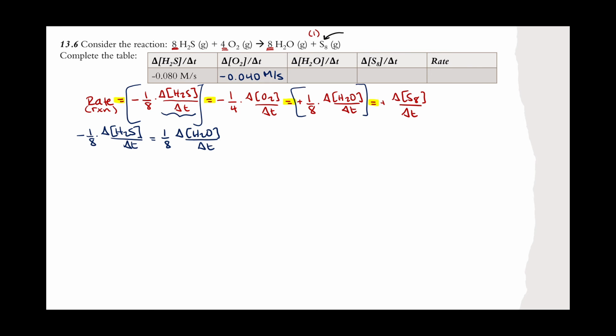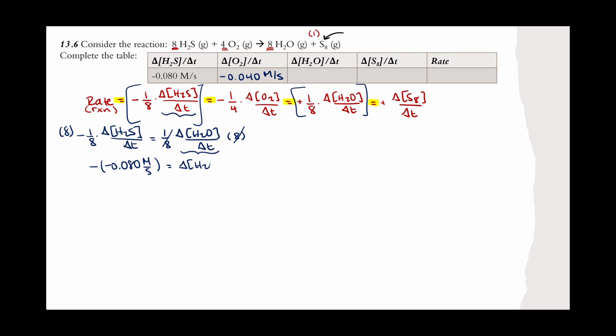Now we do need to isolate. We're looking exclusively at that delta water divided by delta T. So I need to isolate that side of the equation. To do that, I can multiply again by the reciprocal of that 1/8. That's just going to be +8. So if I multiply both sides by 8, that'll get rid of that fraction. 8 times -1/8 is -1. And then we do know, again, that change in concentration of the dihydrogen sulfide over time. That's what was given to us, so I can just go ahead and plug that in.